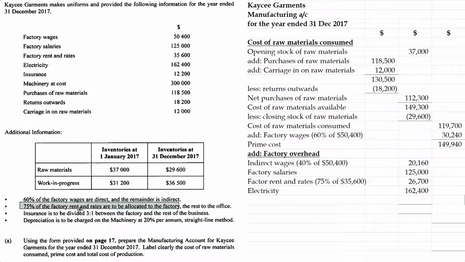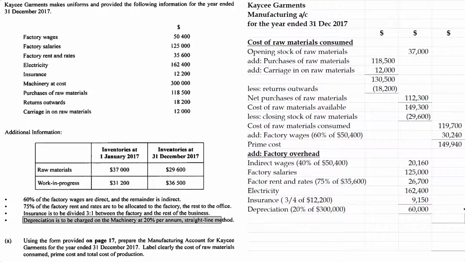Insurance, right? So it's 3-to-1. So what do we do with the 3 and 1? We add it together. 3 and 1 is 4, and we put each number over the 4. So the factory is 3 pieces, that's 3/4, right? So 3/4 of insurance is going to give us that figure, 950. I have a line there by accident, so disregard this little line here. And then depreciation, right? So machinery is a factory item, so the depreciation on the machinery will be entirely in the factory, right? So that's going to be 60,000, and we add up all of those to get total overheads, and we add that to the prime cost to get production costs incurred.